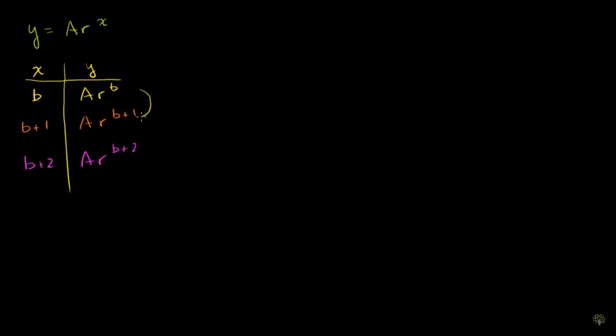Over here, if we look at the factor that y changed by, we could just divide a r to the b plus 1 by a r to the b, and what do we get? Well, you might already recognize you could use straight up exponent rules right here. The a's cancel out, and then this is going to be equal to r to the b plus 1 minus b. Same base, if you're taking the quotient, you subtract the exponents. So this is just going to be equal to r.